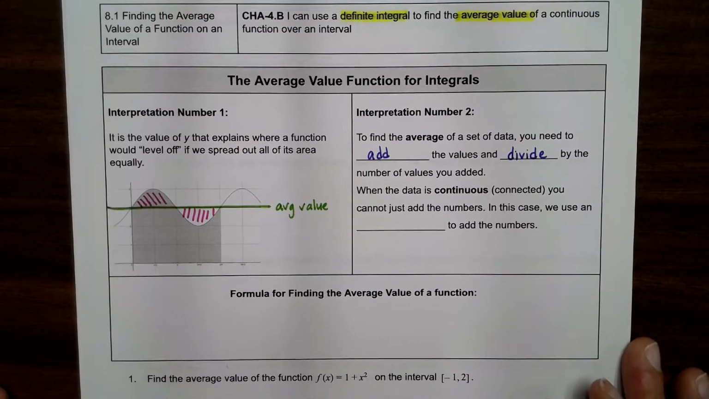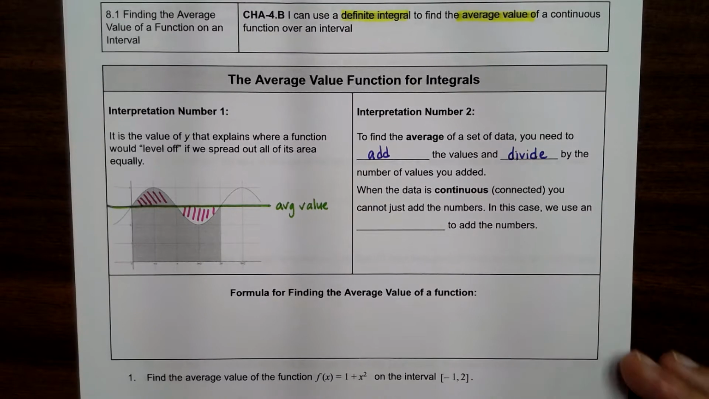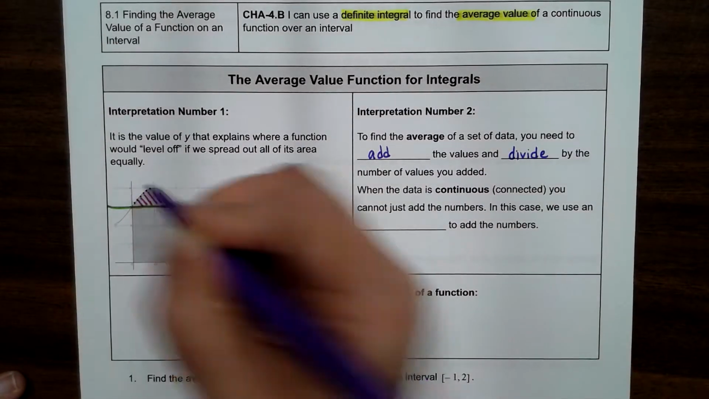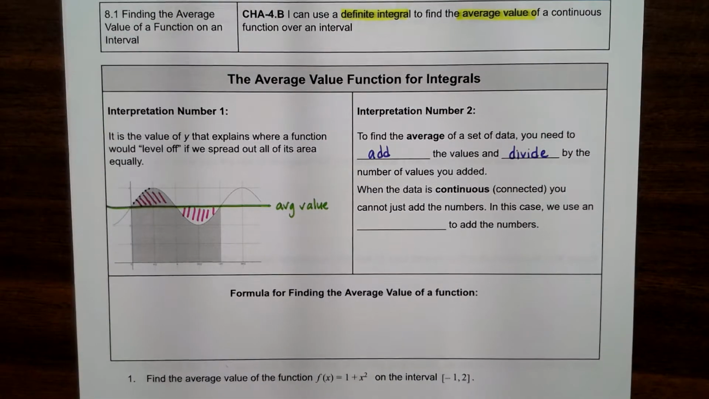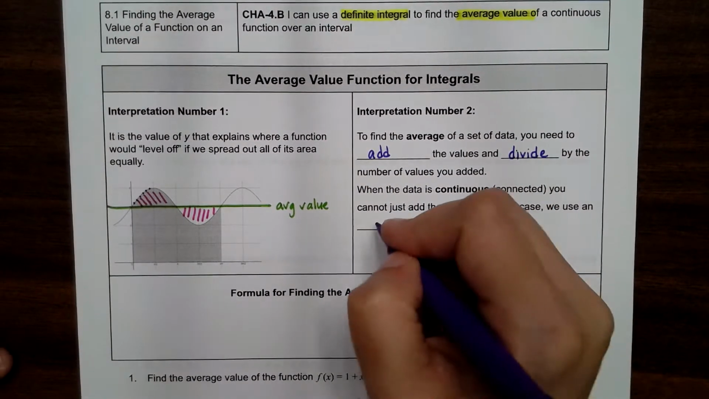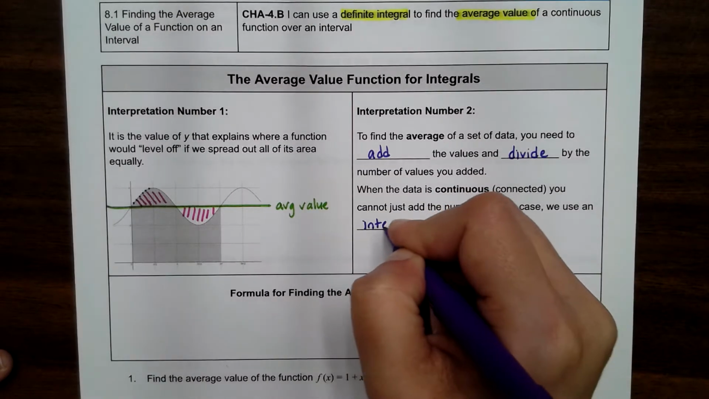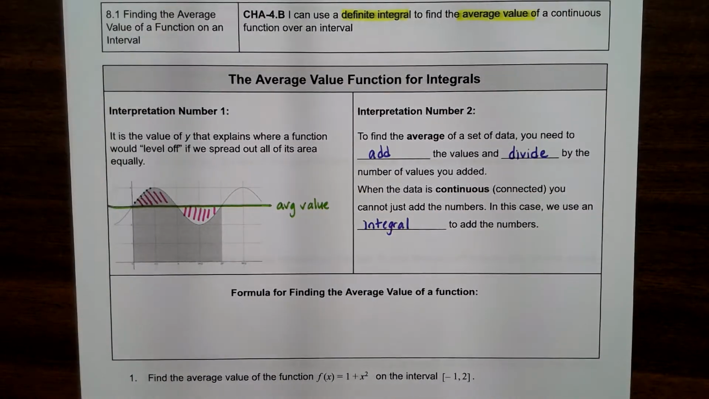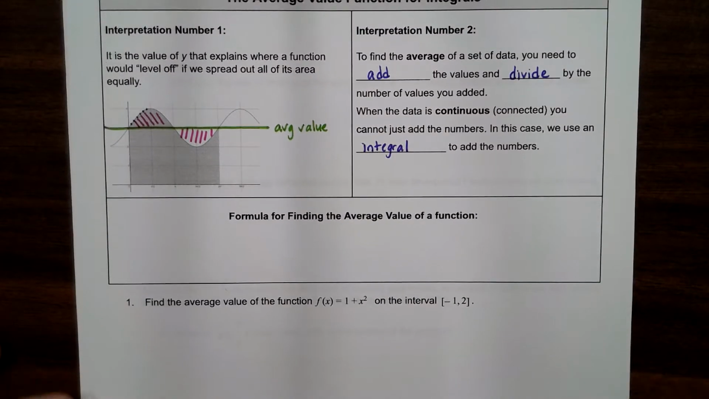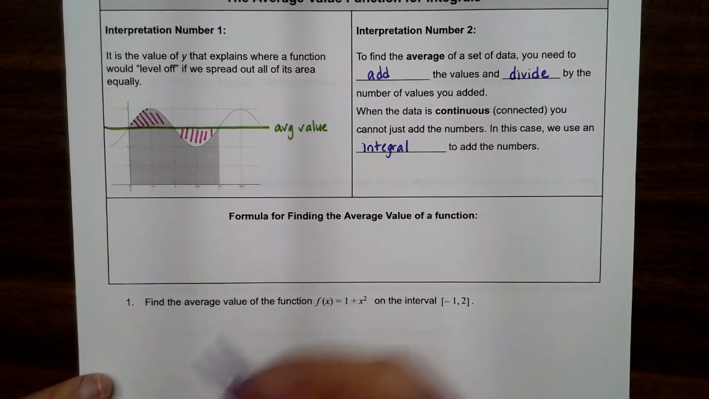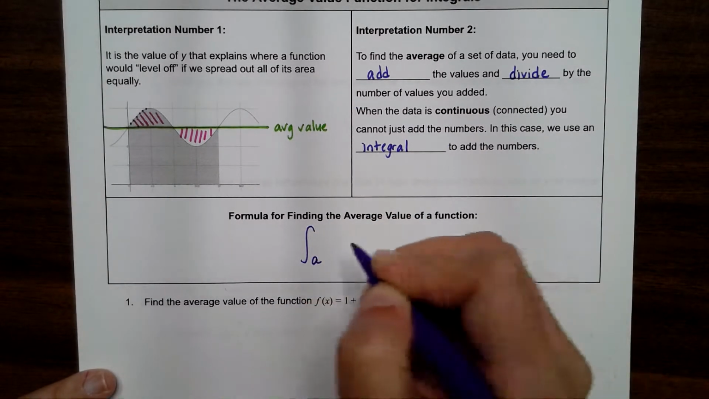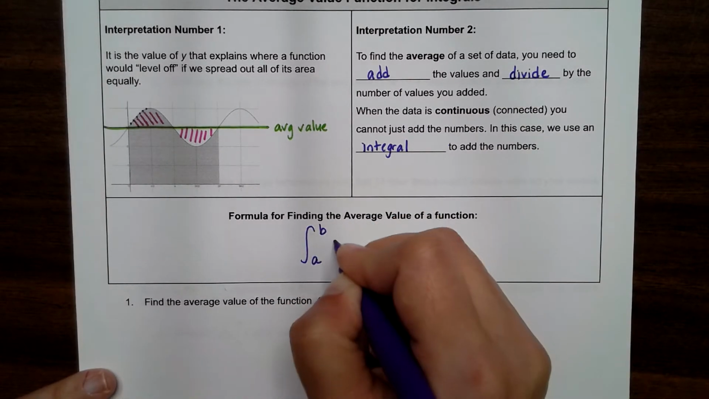When your data is continuous, you can't just add the numbers. How would you possibly add this number and that number and that number, and then there's the ones in between? You can't. So in this case, we use an integral to add up the y values. Therefore, we've developed a formula for finding the average value. To find the average value, you integrate from the beginning of your interval till the end.